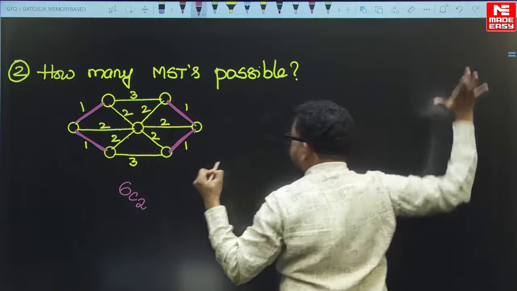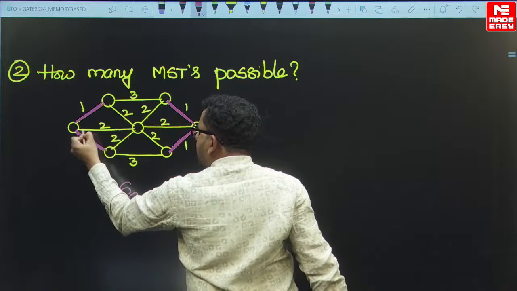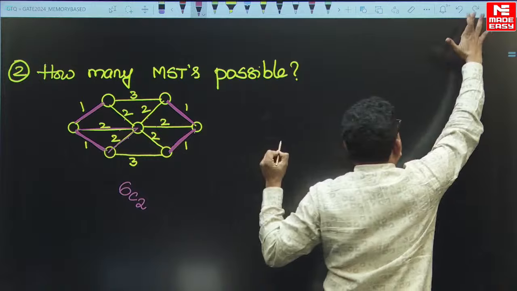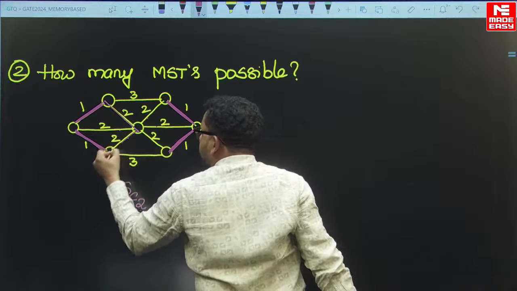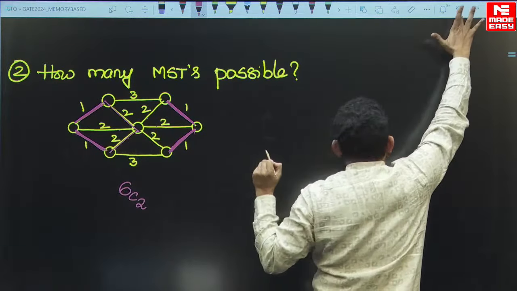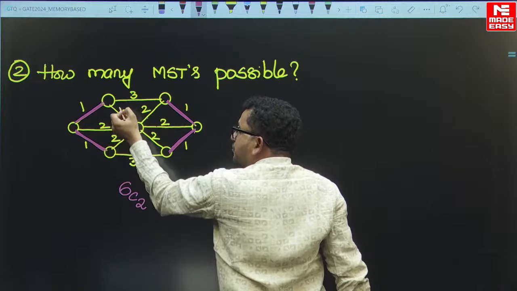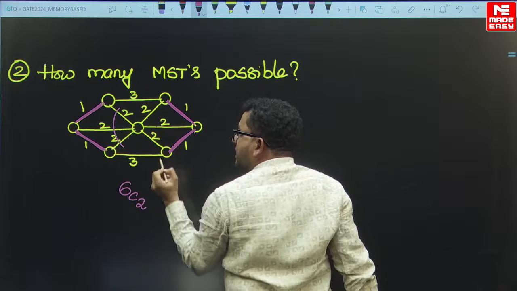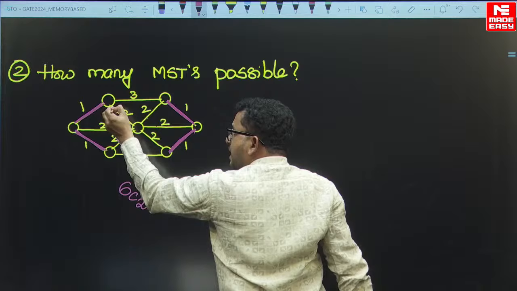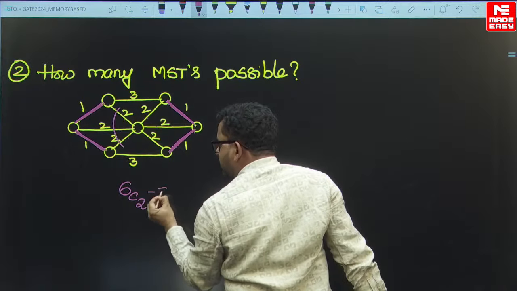Those 2 selected edges should not be this pair, or should not be this pair. So that means among these 3 edges only one edge is allowed. So here, the eliminated sequences are 3.